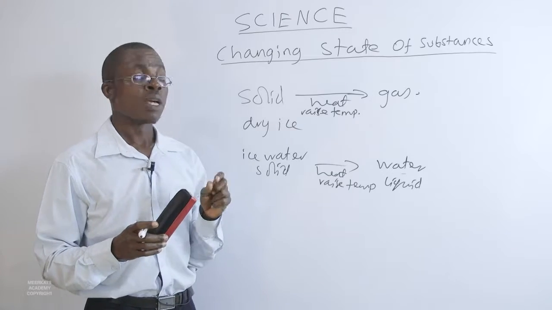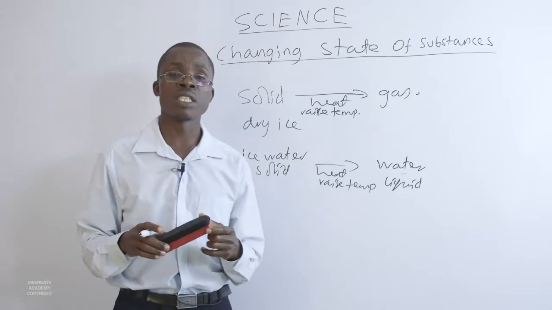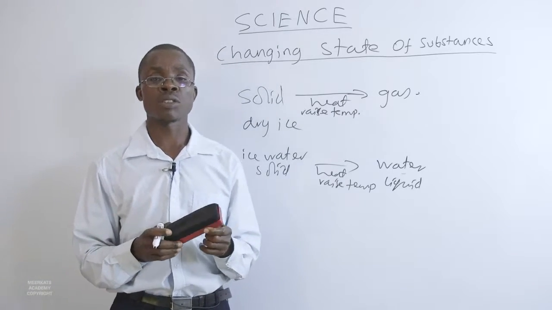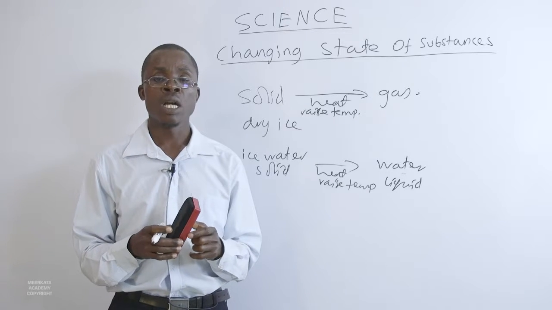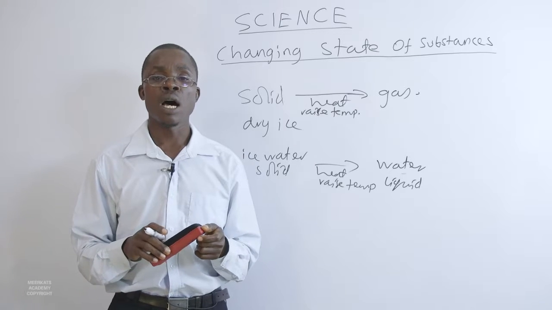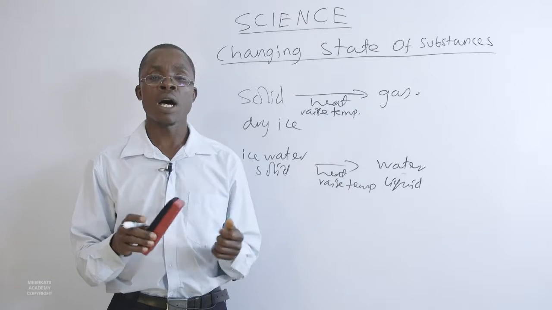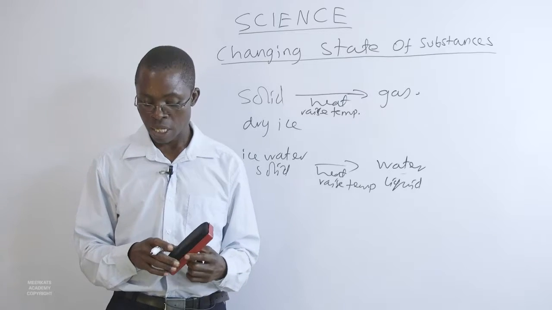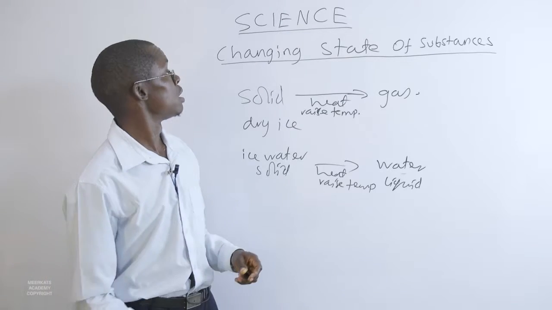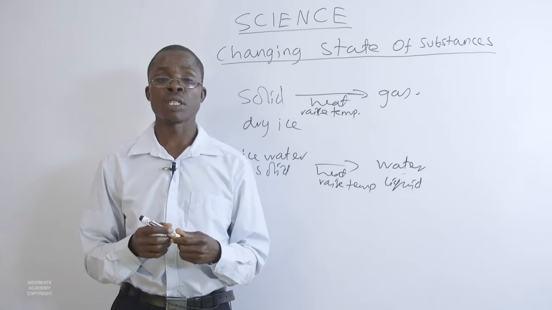But now, in all these processes of changing state, there are names associated with it. There are other explanations associated with it. And those are the explanations, the examples and the names we are supposed to discuss in our today's lesson, that is, the changing of state of substances.